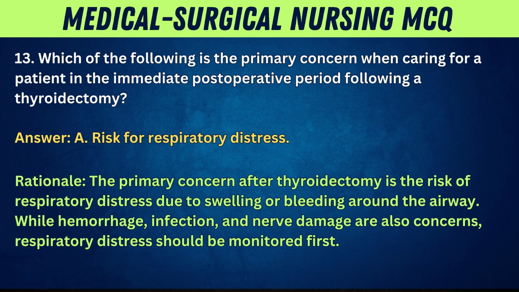Rationale: The primary concern after thyroidectomy is the risk of respiratory distress due to swelling or bleeding around the airway. While hemorrhage, infection, and nerve damage are also concerns, respiratory distress should be monitored first.